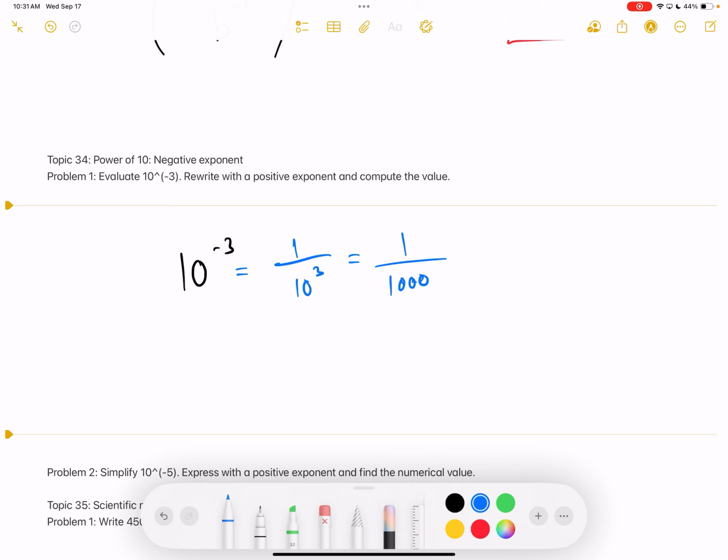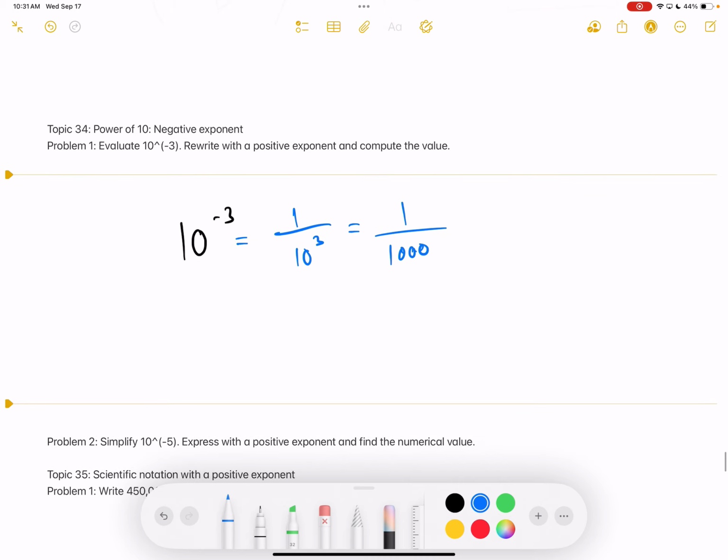I don't think they'll make you do the decimal. No, I'm not doing that. I think you just leave it as that as a fraction.